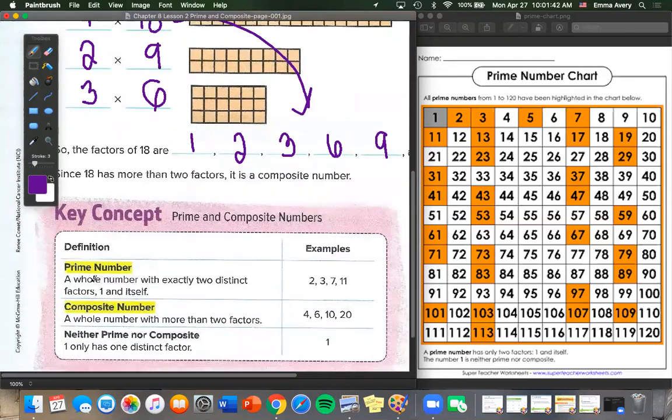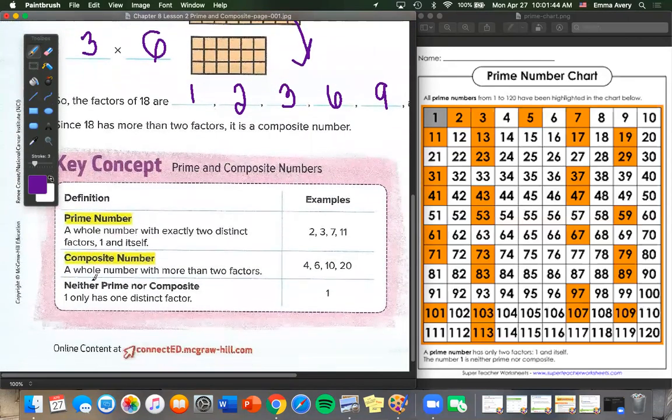So let's look at these definitions. A prime number is a whole number with exactly 2 distinct factors, one and itself. So let's look over here at our prime number chart. It shows us all of these highlighted numbers are our prime numbers. So let's take number 2. We can't divide that into anything else than 1 times 2. There's nothing else we can multiply to get 2.